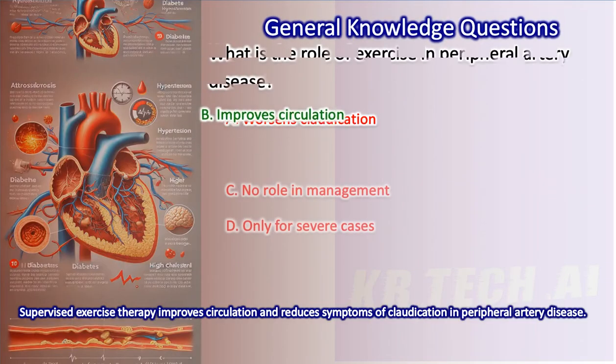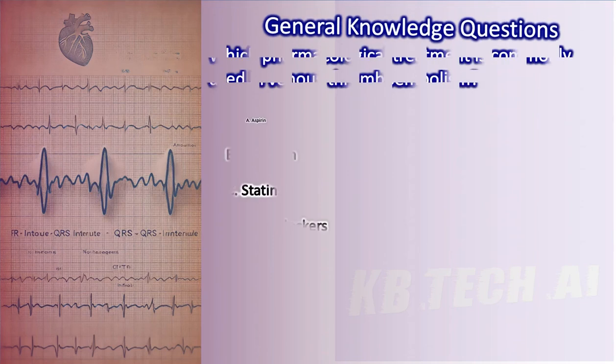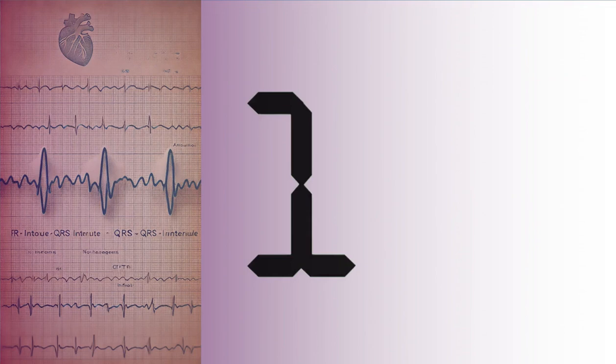The answer is Option 2. Improves circulation. Which pharmacological treatment is commonly used in venous thromboembolism? Option 1. Aspirin. Option 2. Warfarin. Option 3. Statins. Option 4. Beta blockers.